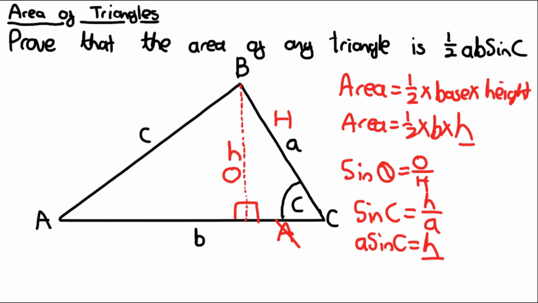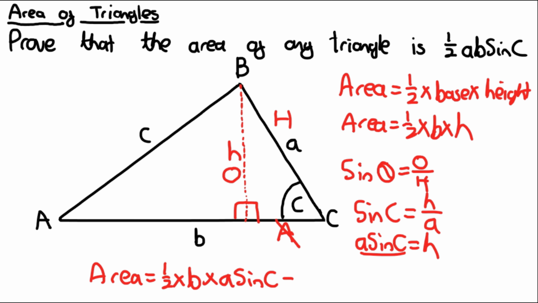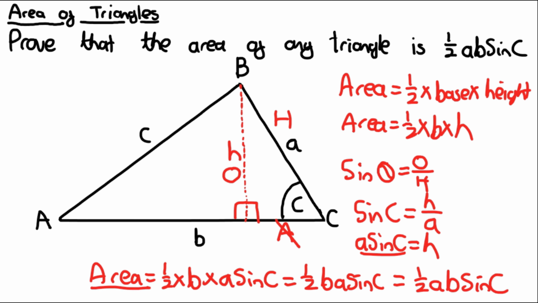So now we have h, we can sub it into this to get area is equal to half times b times h, which we found as a sin C, which is equal to half b a sin C, which obviously we can write as half ab sin C. So that is the proof that the area is equal to half ab sin C.